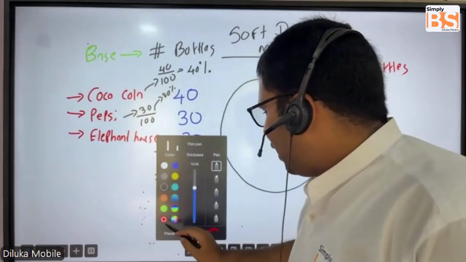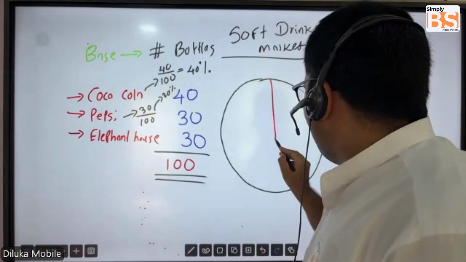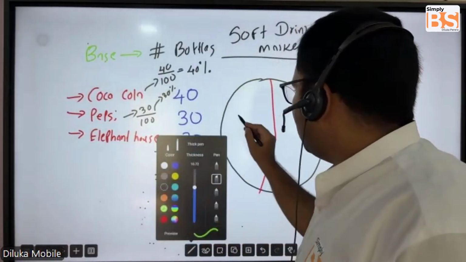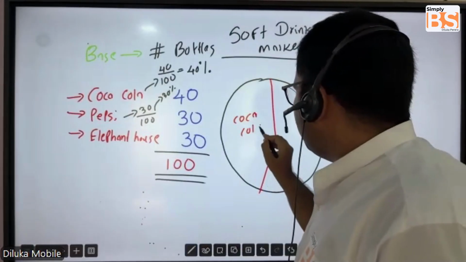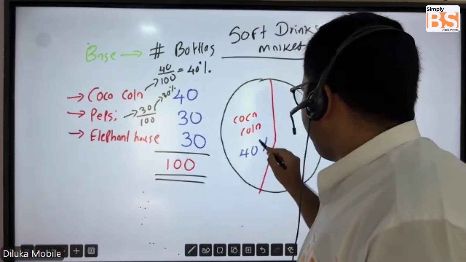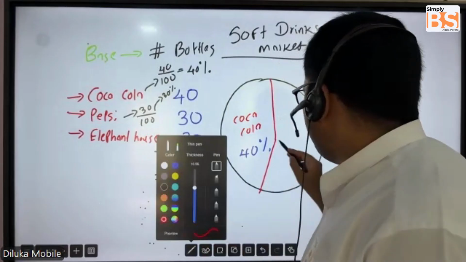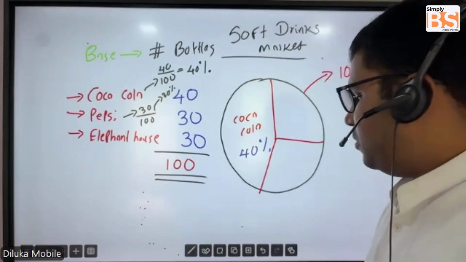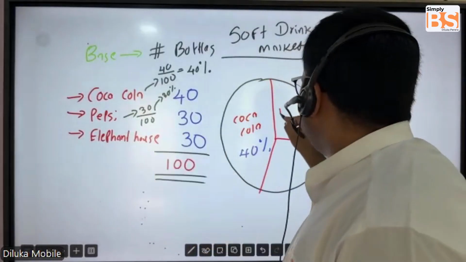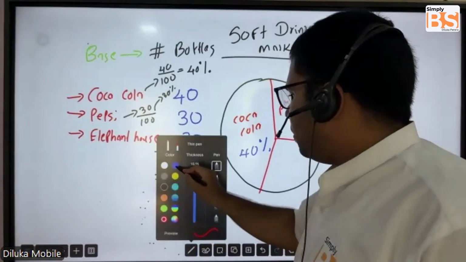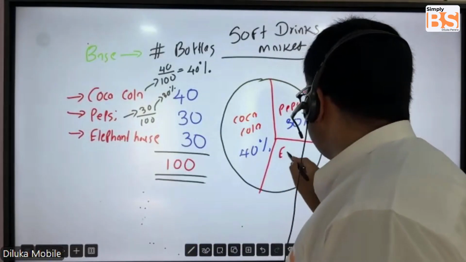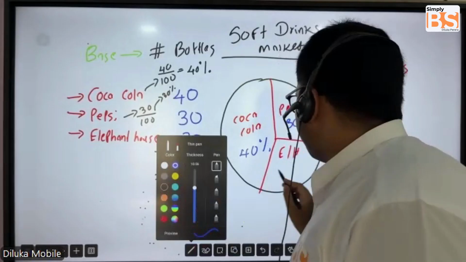So based on the figures, we can draw this. Coca-Cola is 40%. They're producing 40%. Then the balance market is taken by Pepsi and Elephant House. Pepsi is taking 30%. And then you have Elephant House, they have taken another 30%.